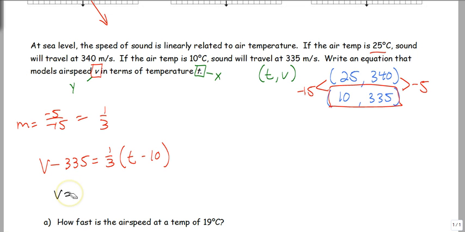I don't want to do that yet. I need to first distribute. So you have 1/3 t minus 10/3. Then you add the 335 over, and you get, and I would prefer that you leave this in a fraction because then it's more accurate.